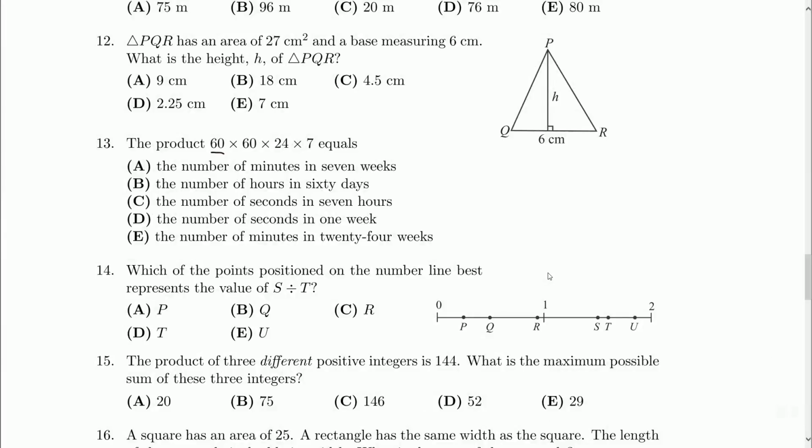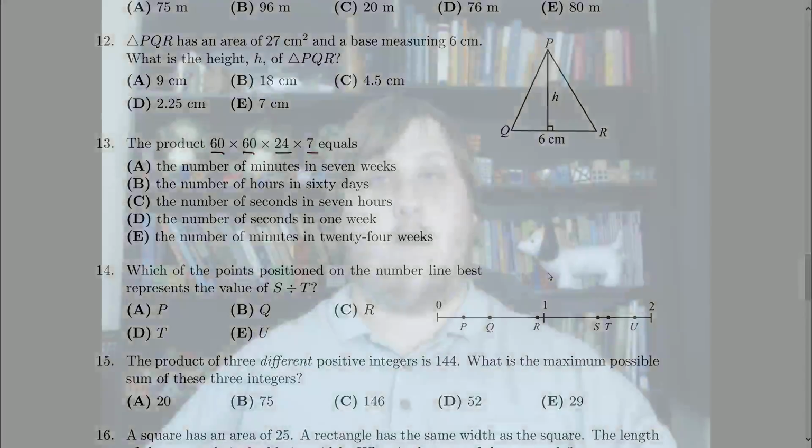The product 60 times 60 times 24 times 7 equals. Now I like this question because look at our possible answers. The number of minutes in 7 weeks, the number of hours in 60 days, the number of seconds in 7 hours, the number of seconds in 1 week, and the number of minutes in 24 weeks. This isn't your ordinary math question. It's asking us to take everyday numbers and make an appropriate connection.